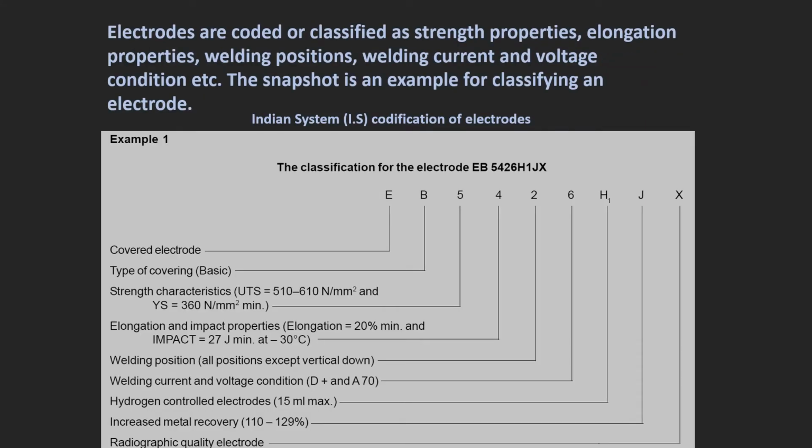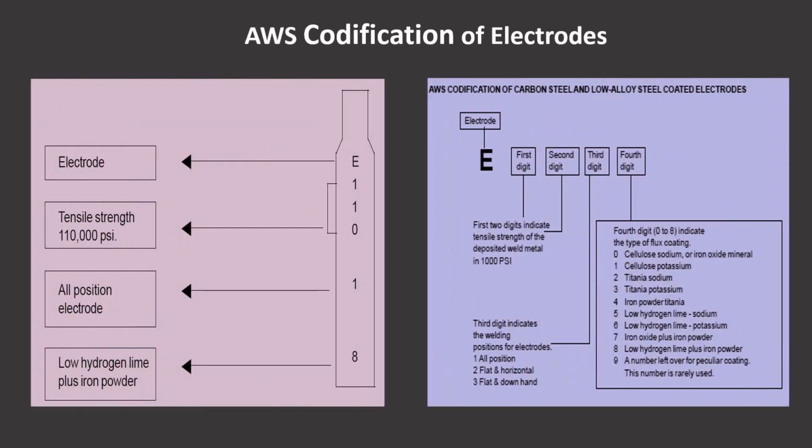Electrodes are coded or classified as strength properties, elongation properties, welding positions, welding current, and voltage condition. The snapshot is an example based on the Indian system of codification of electrodes. AWS codification of electrodes can be seen from the below diagrams.